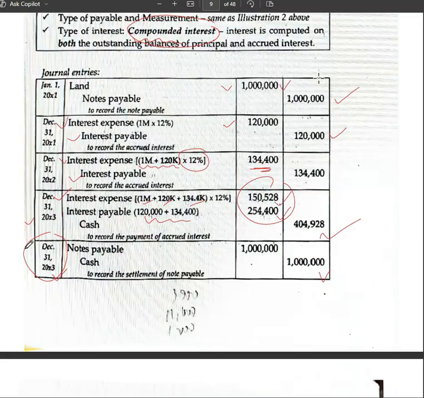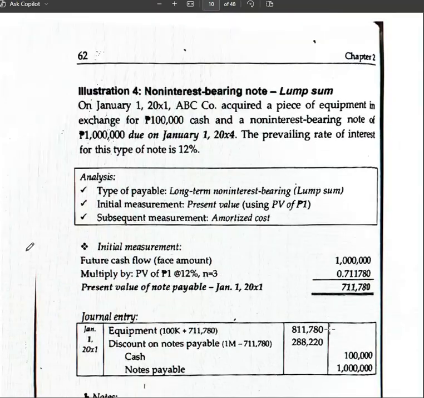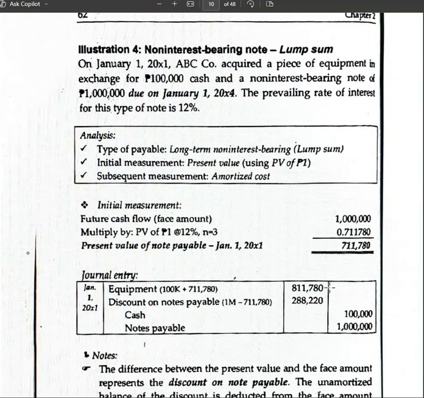Okay, now let's move to illustration 4. In illustration 4, this is a non-interest bearing note. So I want you to remember the rule: if the note is non-interest bearing, we compute the present value. This would be our key now, which is the starting point or the initial value of our promissory note or the notes payable as we have here.